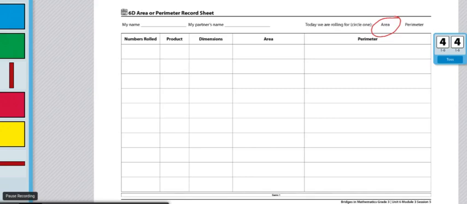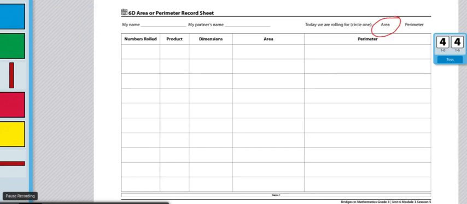These are the directions for Workplace 6D, Area or Perimeter. For this game, players will decide together if they are going to roll to keep the area or the perimeter, the same for the rectangles they build. They each circle that word on their own record sheet.